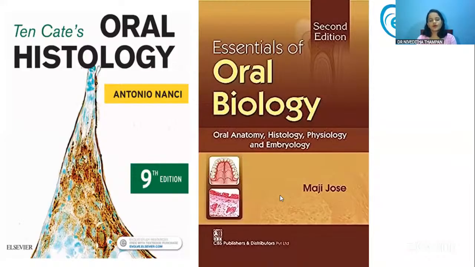Okay, so oral histology, the main focus should definitely be on solving MCQs, because this NEET MDS exam is an MCQ based exam. So the main focus should definitely be on solving MCQs. But if you are not understanding the concepts properly, or for image based questions, you can definitely refer these two textbooks. The first and the most important one is Ten Cate's oral histology.